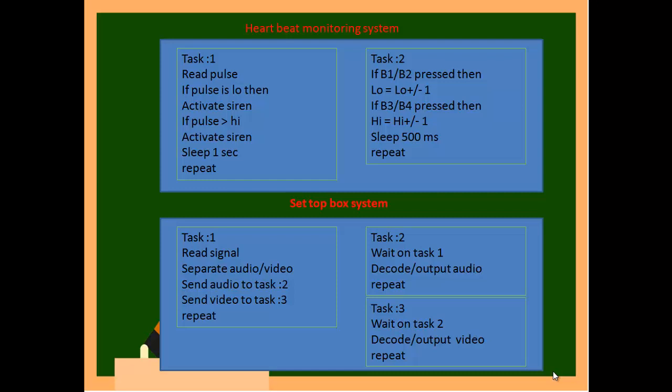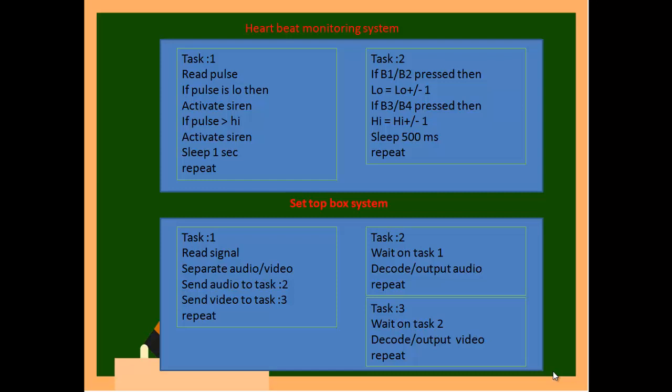The next example is a set-top box system. In a set-top box system, in your Tata Sky or Dish TV or Airtel, whatever you take, the steps to be carried out are: I have to repeatedly read the signal, and separate it. Wait on task 1, decode output audio, repeat. That is the second task. And the third task is I have to separate video. Are you able to understand? All three will be simultaneously running.